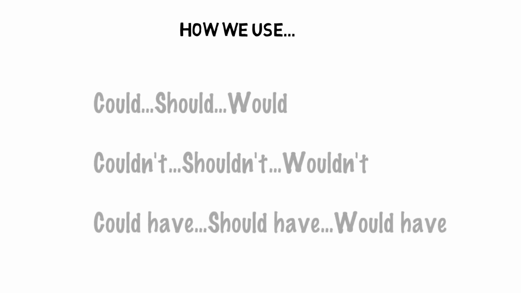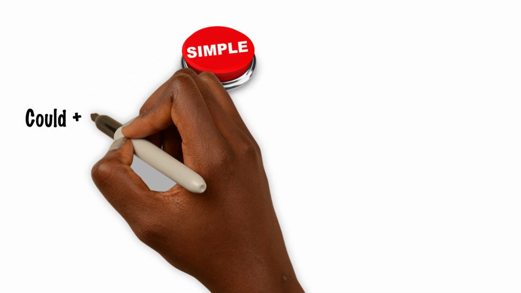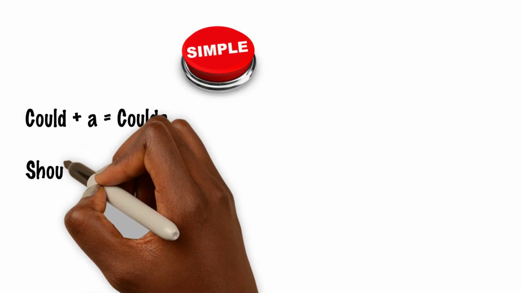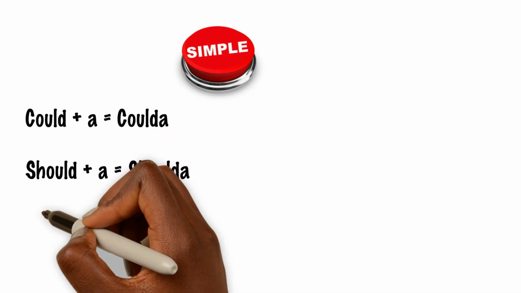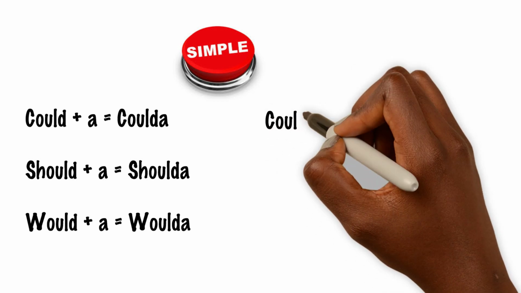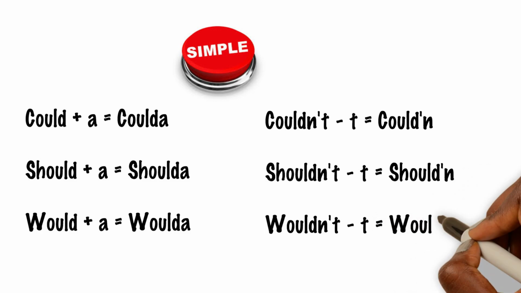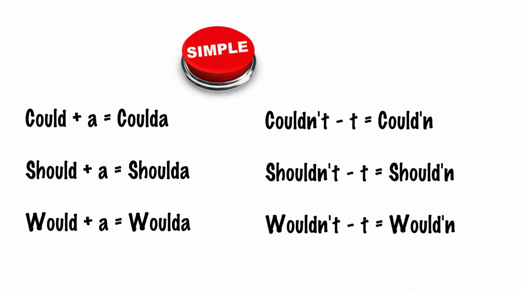Let's look at how we use could, should, would, couldn't, shouldn't, wouldn't, could have, should have, would have. This one is actually pretty simple. So for the words could, should, and would, you simply add an A to the end, making each "coulda", "shoulda", and "woulda". It's the opposite for the words couldn't, shouldn't, and wouldn't. They all lose the T at the end, making them "couldn", "shouldn", and "wouldn".